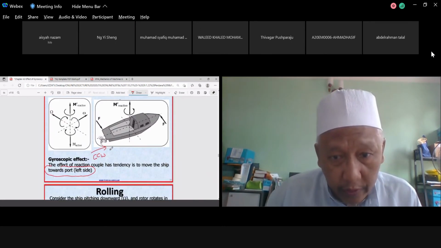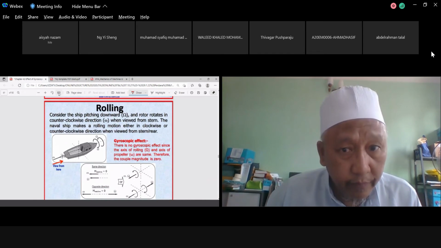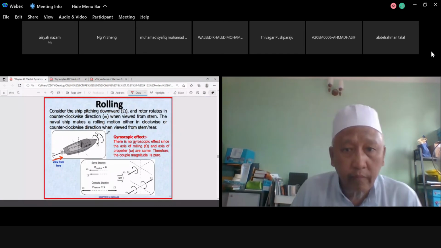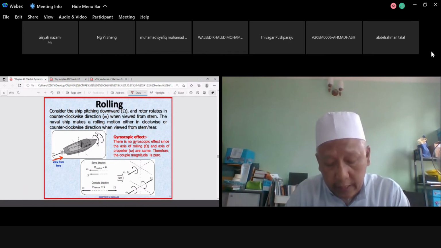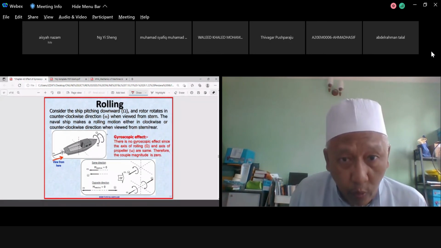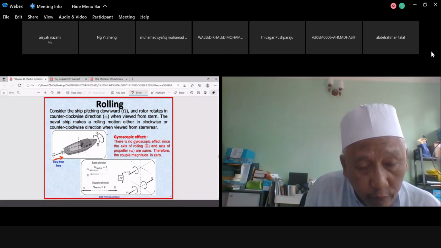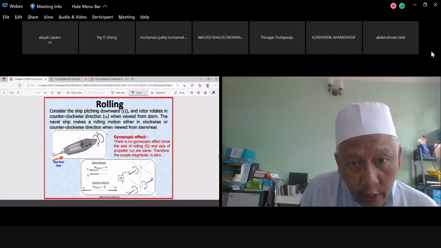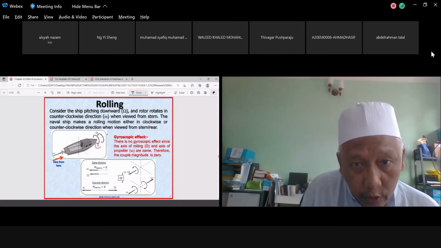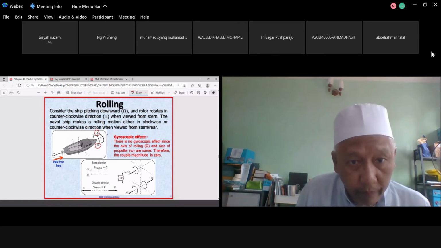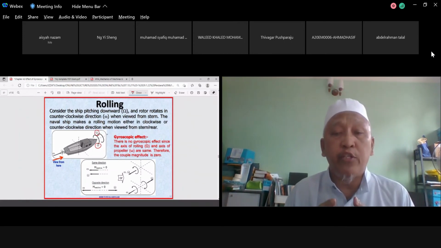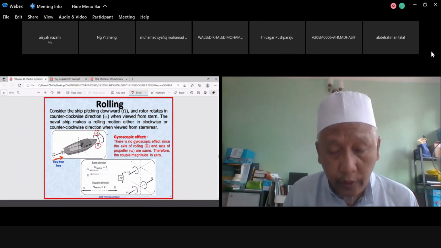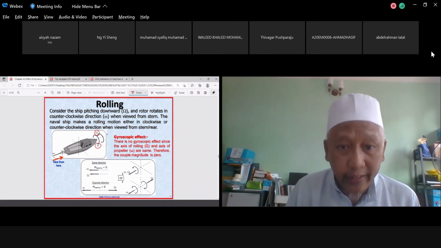This one, rolling. The rolling motion basically has two directions. If you are looking from the stern, for example, you have this one roll clockwise, this one roll counterclockwise. If they do not mention roll clockwise or counterclockwise, you need to do both. Otherwise, do once only.